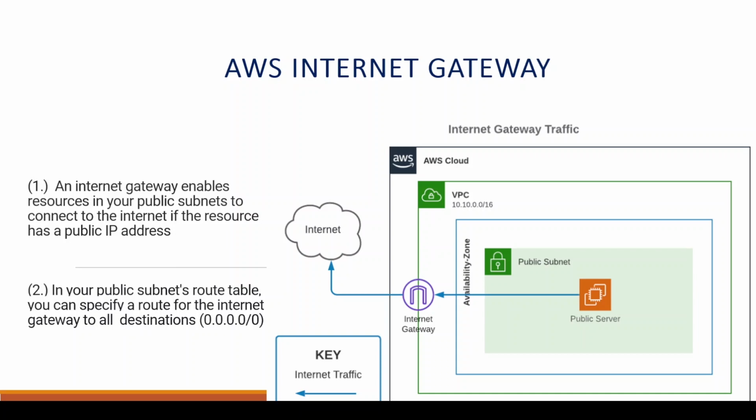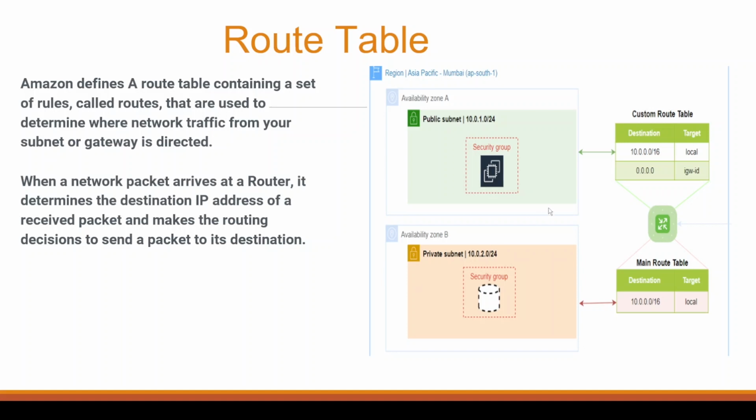Now we will see what a route table is. Here, if you can see, first we will have this public subnet and private subnet, and in both of them we will create our route table, and in the public subnet we will attach the internet gateway, and we will give this IP so that all traffic is allowed.